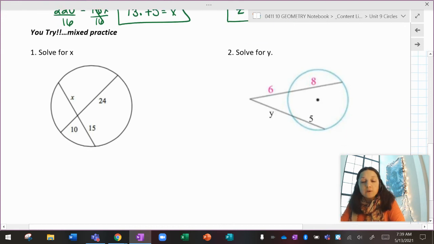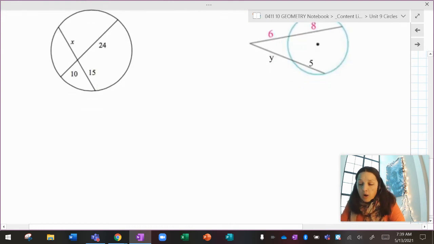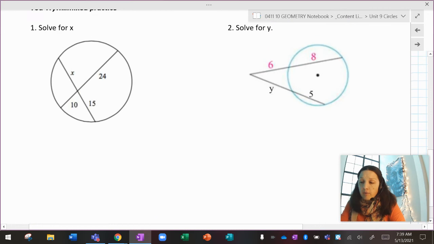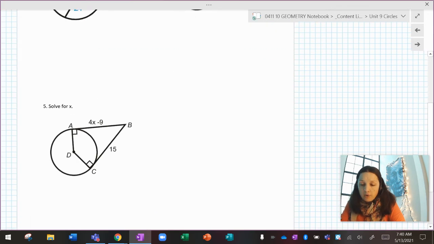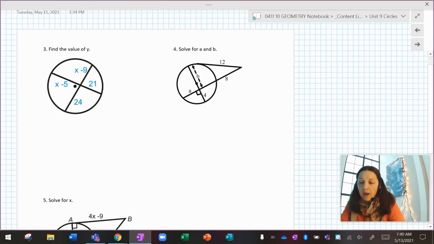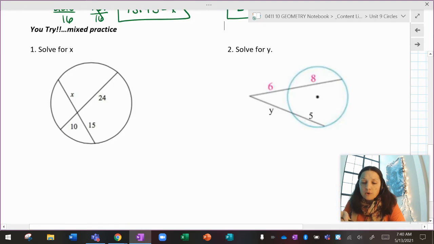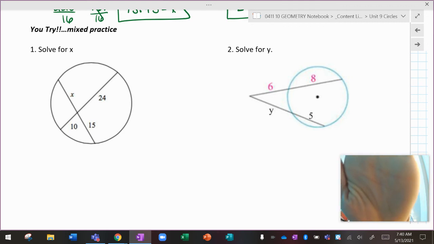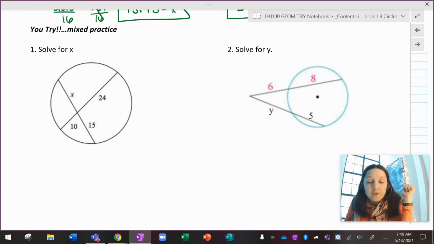Okay, so now there's a little bit of mixed practice here with the stuff that we've just been talking about. So we have what looks like about a page and a half of mixed practice. So I want you to try these two down at the bottom, pause the video for a second, and try to do these two on your own and then unpause it. Okay, ready? Pause. Okay, hopefully you paused it.